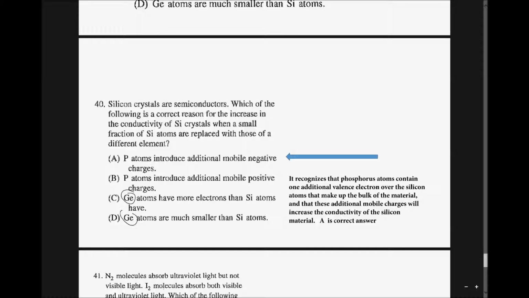Germanium would be something very similar to silicon, so it isn't going to change as much as if we add something else with a different property. But this is the actual answer that was given on the exam.